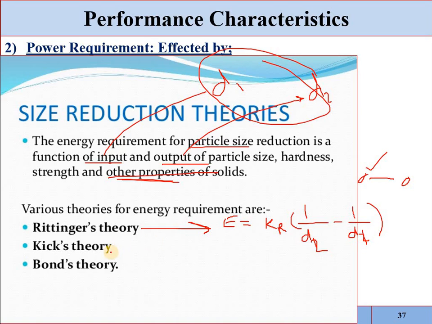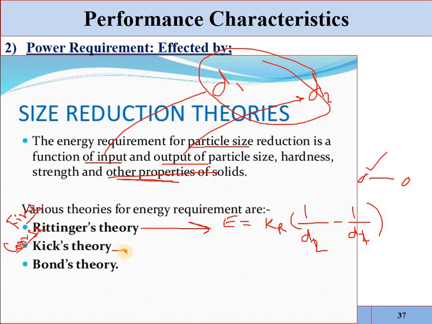Then we have Kick's theory. Remember, the Rittinger theory is mostly used for fine particles, meaning that if the product is reduced up to the fine condition, up to the powder form, then the energy requirement will be equal to the Rittinger constant into 1 over d2 minus 1 over d1. Kick's law is mostly used for coarse material, if the size is not reduced too much.